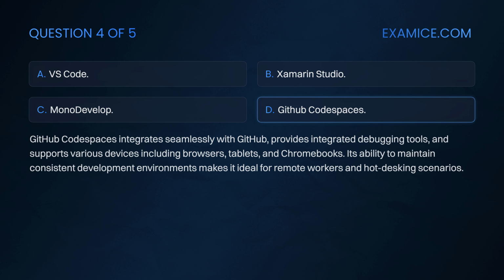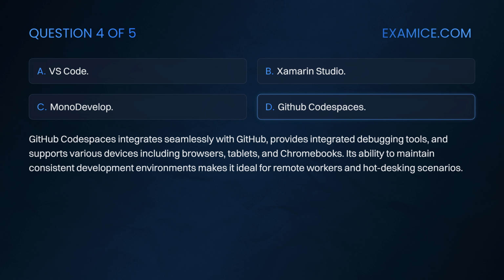GitHub Codespaces integrates seamlessly with GitHub, provides integrated debugging tools, and supports various devices including browsers, tablets, and Chromebooks. Its ability to maintain consistent development environments makes it ideal for remote workers and hot desking scenarios.